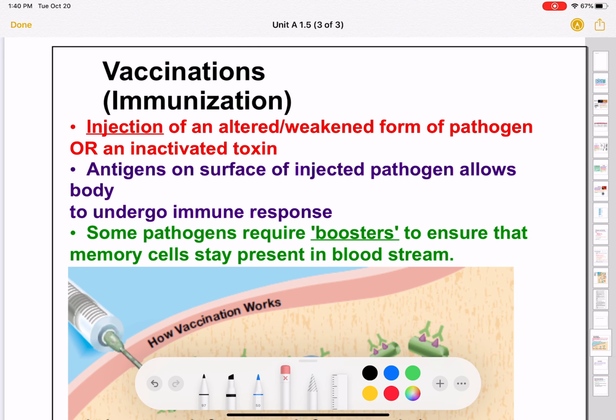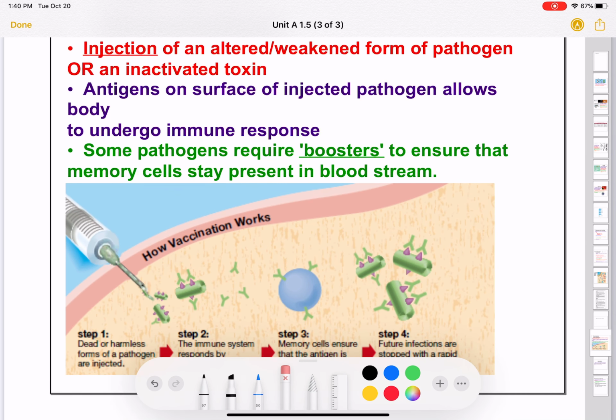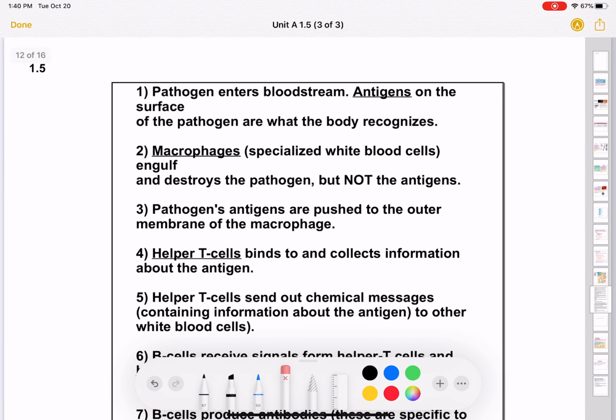And vaccinations, how they work, well, they're basically either put in as an injection of an altered or weakened form of the pathogen or an inactivated one. So they might put a piece or a dead piece of a pathogen into you so that it can trigger an immune response. So that immune response that we just went over, I guess I can go back to here.